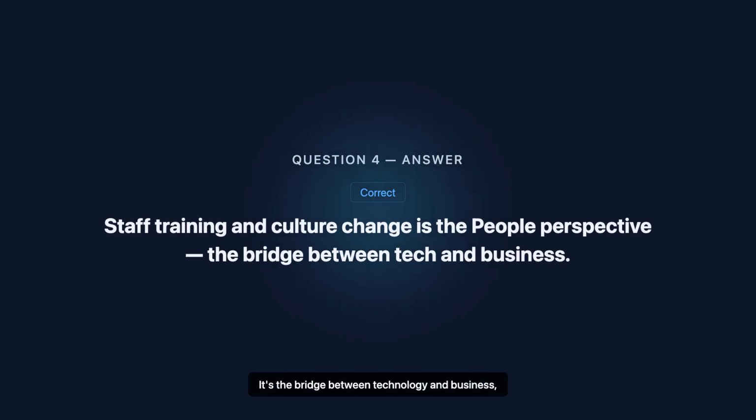It's the bridge between technology and business, covering culture, organizational structure, leadership, and the workforce, and that includes training and skills. Anytime a stem is about upskilling staff or driving culture change, it's people.